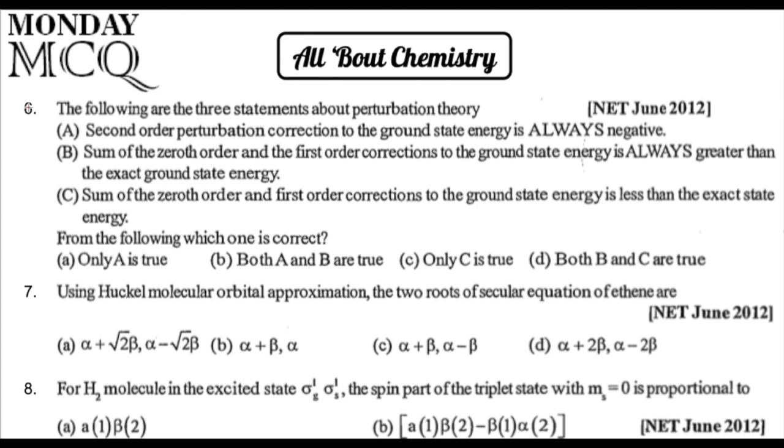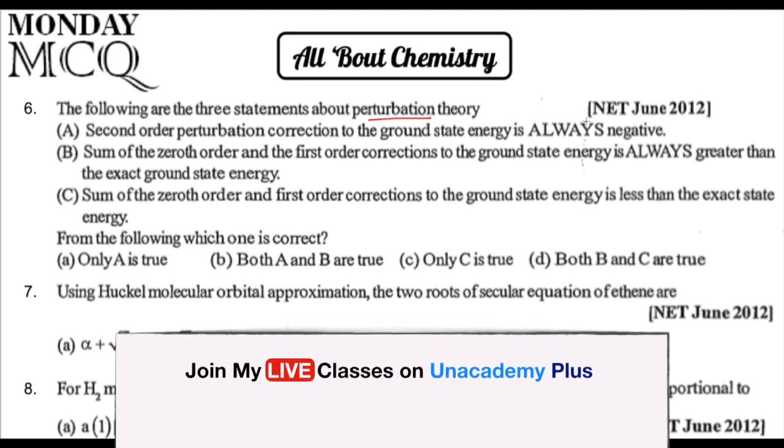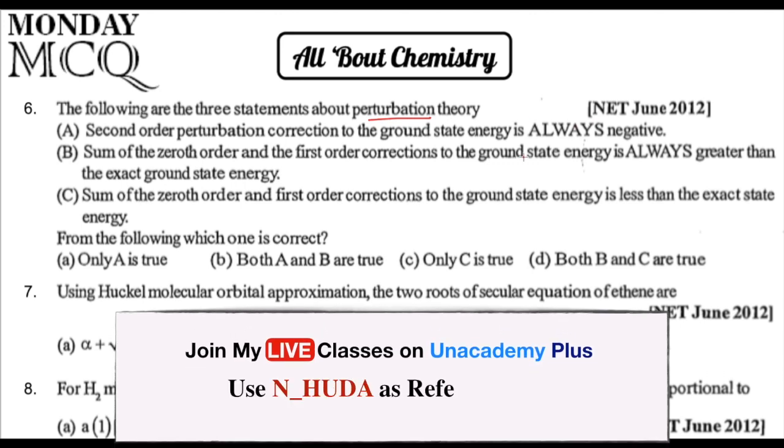Alright, so let's talk about question number 6 over here. It says that the following are the 3 statements about the perturbation theory. Now this question is again from direct perturbation theory and the statements about it. The first statement says that the second order perturbation correction to the ground state energy is always negative. Okay, that is the first point.